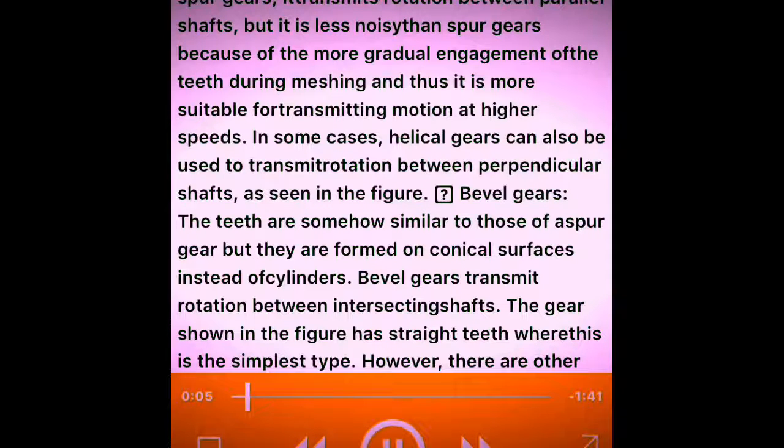Helical gears. The teeth are inclined with respect to the axis of rotation, as seen in the figure. Same as spur gears, it transmits rotation between parallel shafts, but it is less noisy than spur gears because of the more gradual engagement of teeth during meshing, and thus it is more suitable for transmitting motion at higher speeds. In some cases, helical gears can also be used to transmit rotation between perpendicular shafts, as seen in the figure.